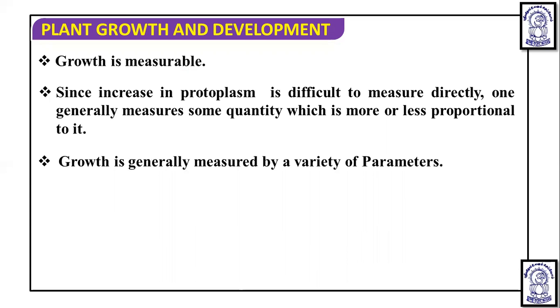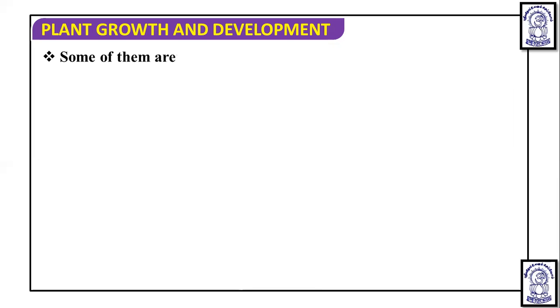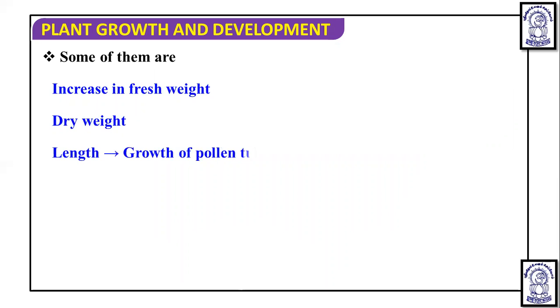And growth is generally measured by a variety of parameters. There are different parameters which are more or less proportional to it. So if we talk about some of them, then the first one is the increase in the fresh weight. Dry weight can also be there. Okay. So increase in fresh weight and dry weight. Fresh weight is the weight along with the water, and the dry weight is the weight without water content. So to get an accurate growth result, the dry weight is considered more.